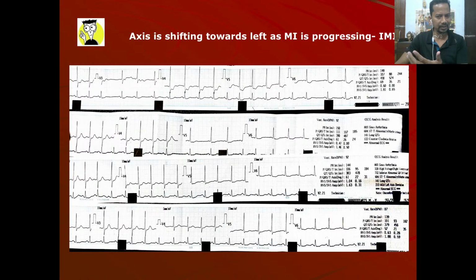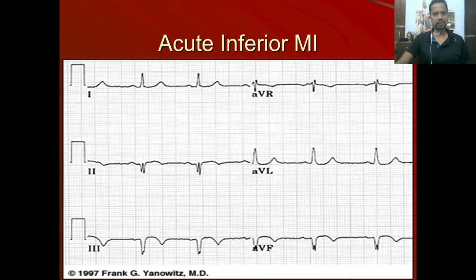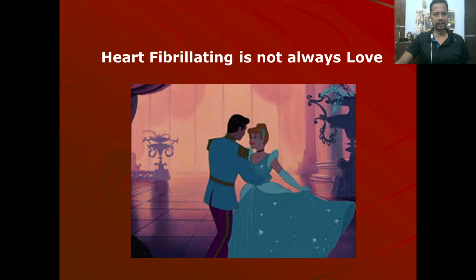Inferior wall MI, LAD; anterior wall MI, RAD. So this is the best ECG, and as the MI is progressing, the axis is changing. This is a very good ECG. So inferior wall MI, we have seen enough of the ECGs.